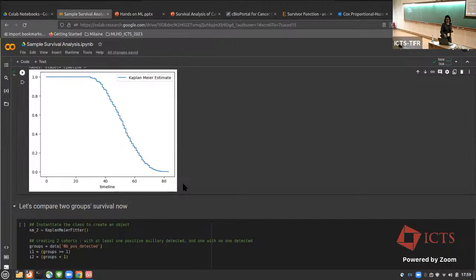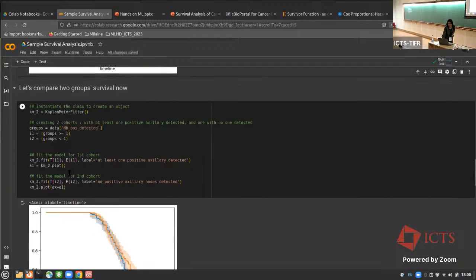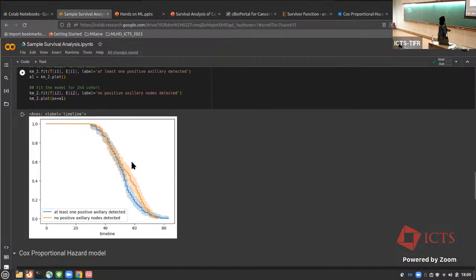Now I'm going to create the same plot, but I'm going to divide the group into two. I'm going to divide the groups based on the number of positive nodes detected. So this is my variable here. I'm going to create two groups: one where it's greater than or equal to 1, and the other where it's less than 1. So I've got two groups. And then again, I'm going to fit that with the time and the event. Okay, and I'm going to plot that for both groups, and this is how it will look.